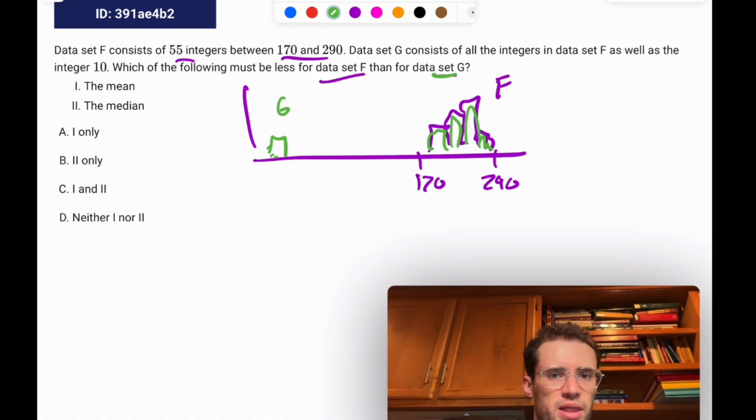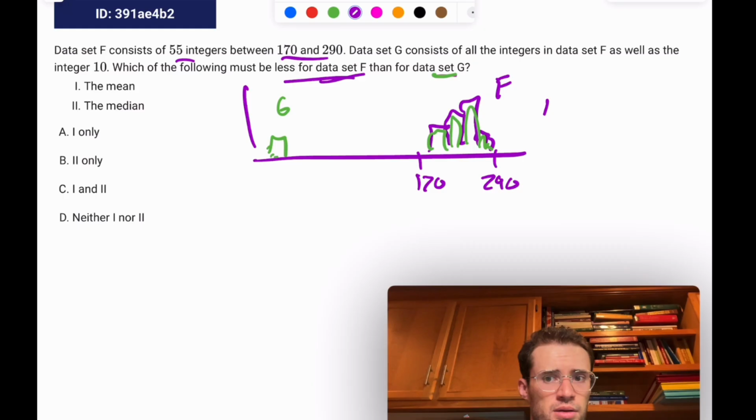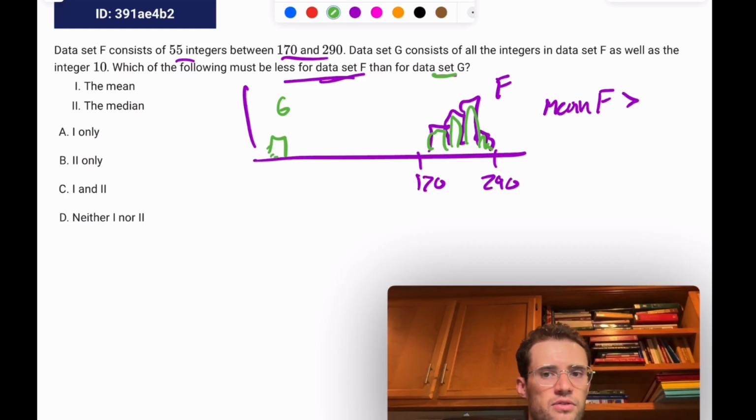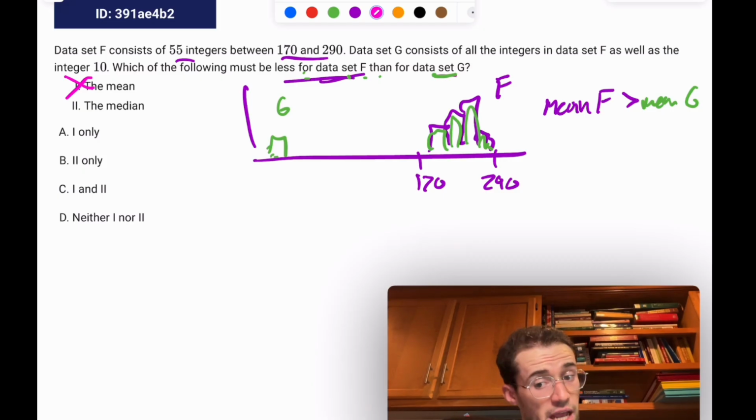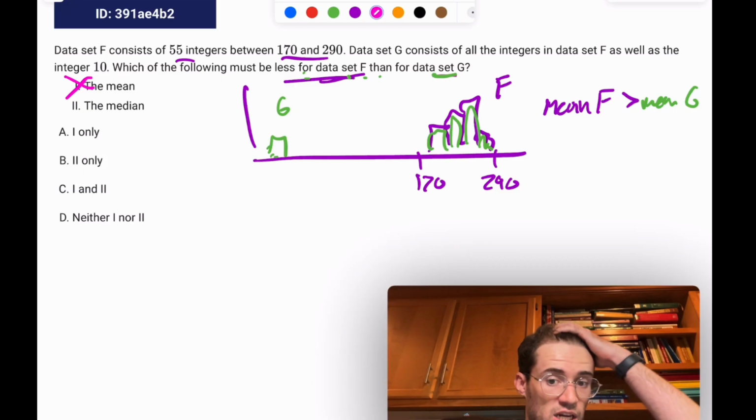They say which must be less for F. So F has the higher mean, right? F's mean, we could write that mean of F is greater than the mean of G. We know that for certain, which is not following this thing. It must be less for F than for G. That means F should be less than G. So it's not the mean, which is one of the options. They're trying to throw you off with that because the mean is changed, it's just brought further down in G. So G should not be the greater one.